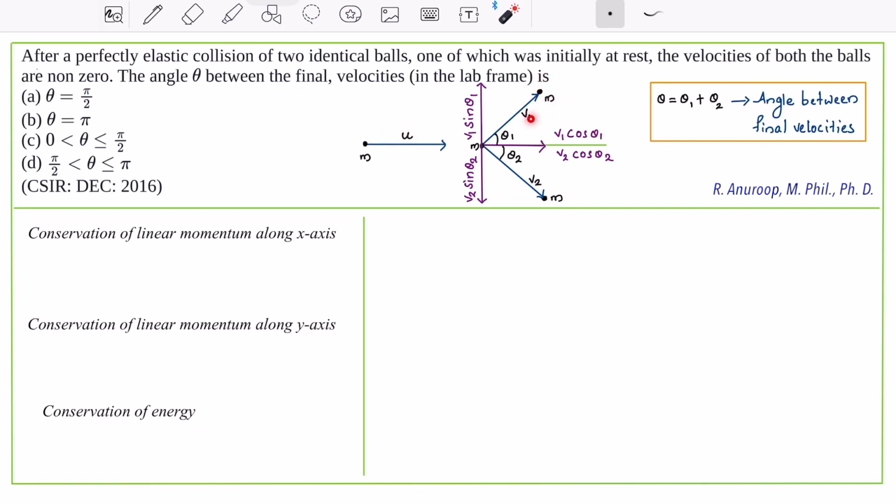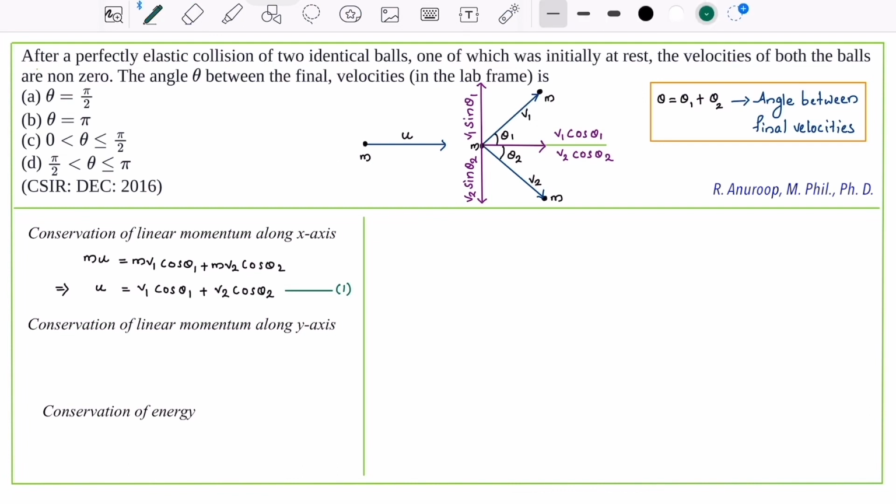After collision, one ball will move in one direction with velocity v1. The other ball moves in another direction with velocity v2. Here, theta 1 plus theta 2 is the angle between the final velocities. Now let us write the conservation of linear momentum along the x-axis, that is mu equals mv1 cos theta 1 plus mv2 cos theta 2. This implies u is equal to v1 cos theta 1 plus v2 cos theta 2. Let it be our equation number 1.